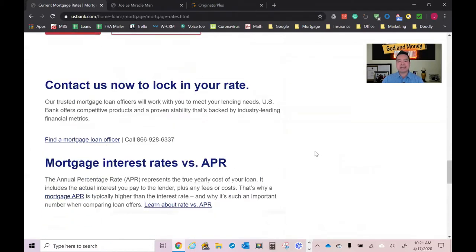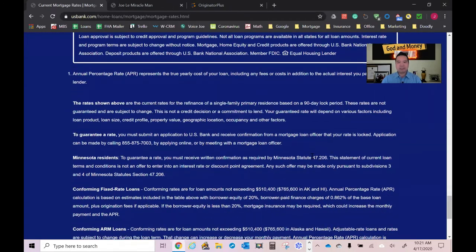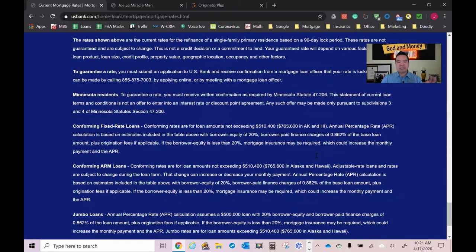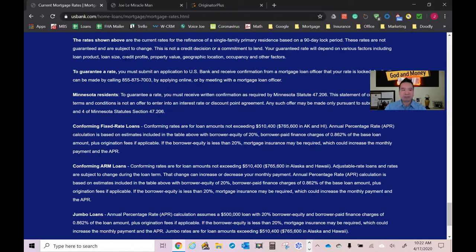But I want to scroll down to the fine print. This is where the average consumer will not go. So I want to educate you and teach you what to look for. Minnesota residents, to guarantee a rate, you must receive written confirmation as required, and so on. Any such offer is not a credit decision or commitment to lend. Your guaranteed rate will depend on various factors, including loan product, loan size, credit profile, not just credit score but credit profile, property value, geographic location, occupancy, and other factors. So a lot of factors go into the interest rate.